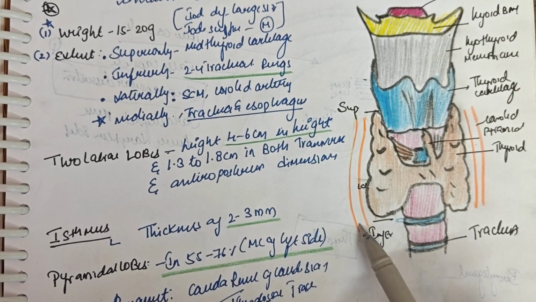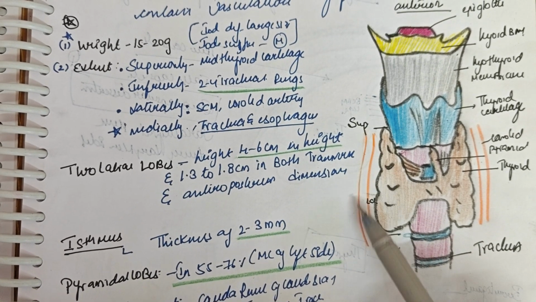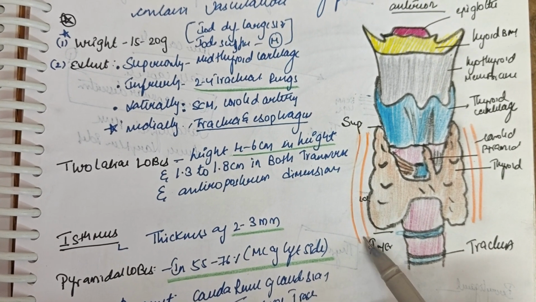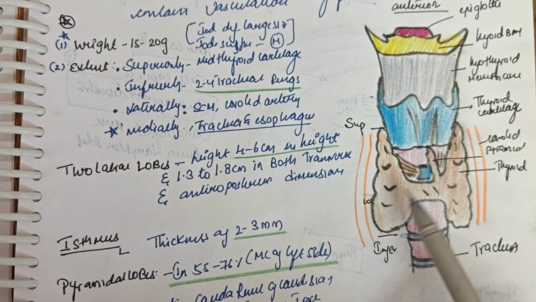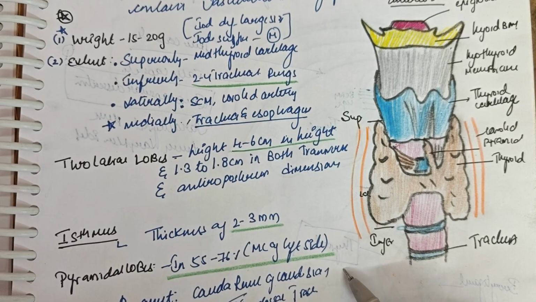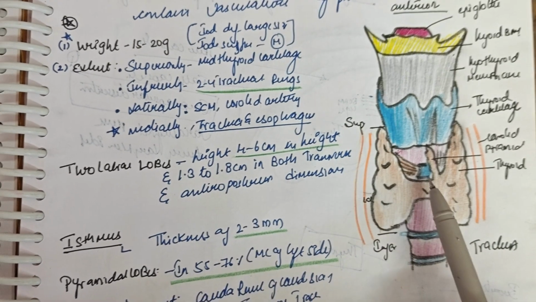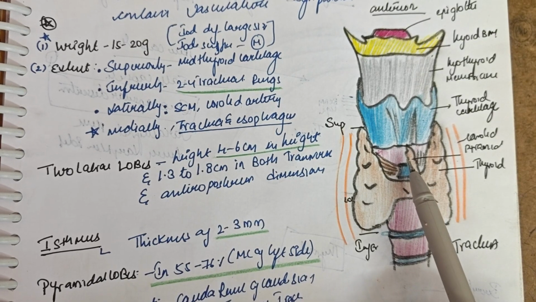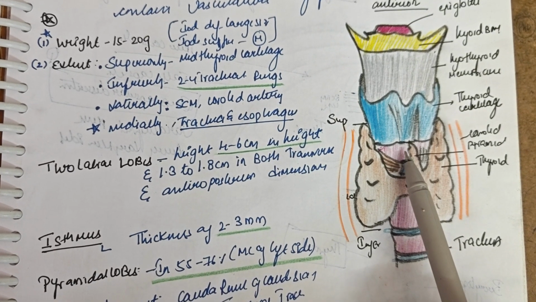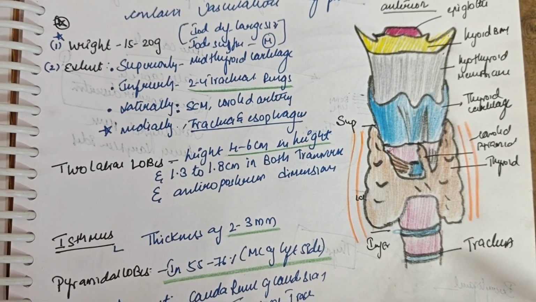This is the lateral aspect of the thyroid, and you have a muscle here, that is the sternocleidomastoid, and you have an artery here, that is the carotid artery. So laterally it extends till the sternocleidomastoid muscle and the carotid artery, and medially the relationship extends to the trachea, and behind it you have the esophagus.